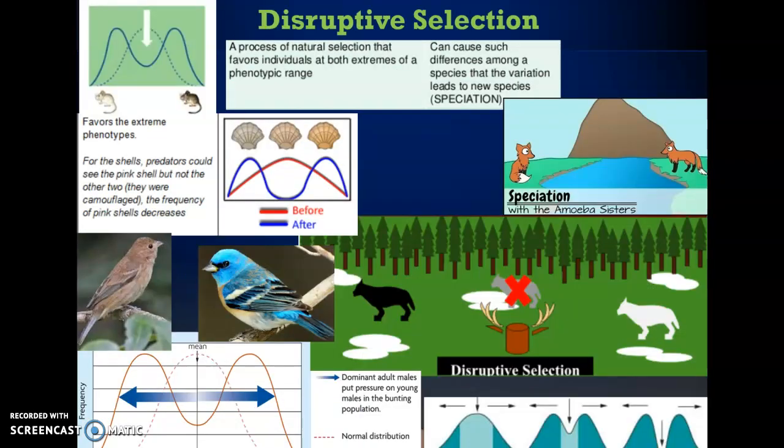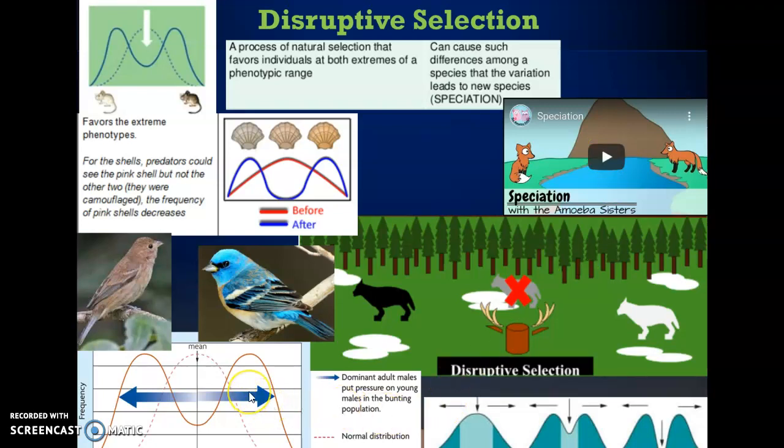And then the last is disruptive selection. So if you look at this bell curve, it has definitely been disrupted. It's completely messed up. There's no curve left. So both of the extremes are favored. So back to the little mice, maybe it's favorable to be either really light or really dark. This situation could lead to these organisms being so different that it could lead to speciation. So again, I've got a little video clip from your friends, my friends, the Amoeba Sisters, for you to look at for speciation, or the creation of new species.